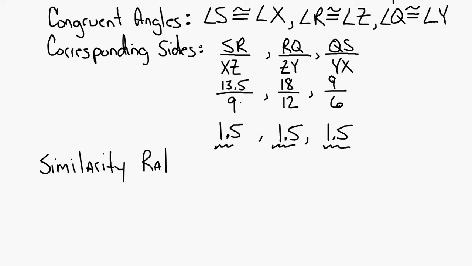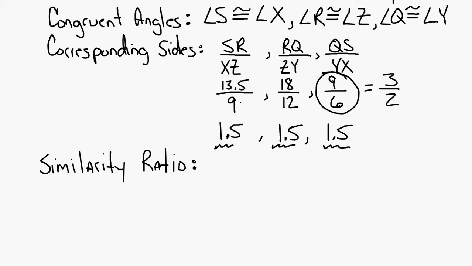What did I say that the similarity ratio was on your other page of notes? The ratio of the lengths of the corresponding sides in simplest form, right? So we're going to take this fraction and put it in simplest form. So what's 9/6 in simplest form? 3 2s, 3/2. Very good.